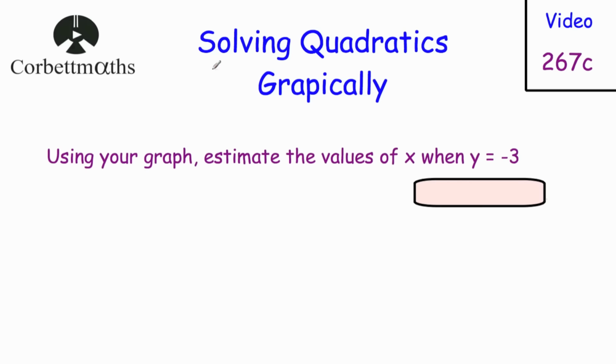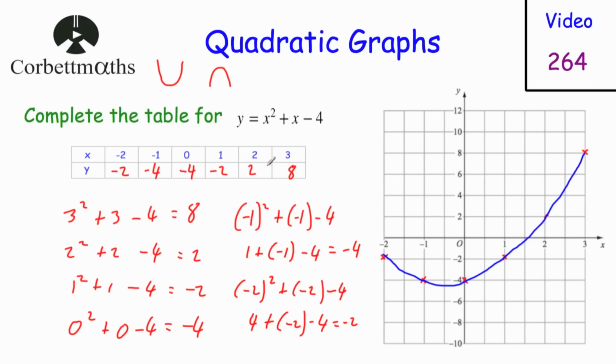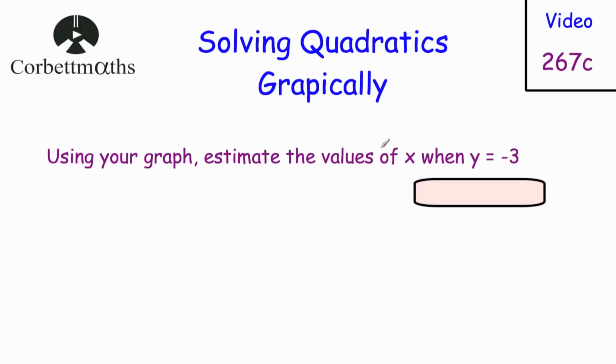Okay, so let's have a look at our next topic. Our next topic is solving quadratics graphically. And in M6 you might be asked to find out where your quadratic graph meets a horizontal line. So it could be something like this, where using your graph, estimate the values of x whenever y is equal to negative 3. So if we go back to our graph, we need to now draw the graph of y equals negative 3, because we're told to find the values of x whenever y is equal to negative 3.